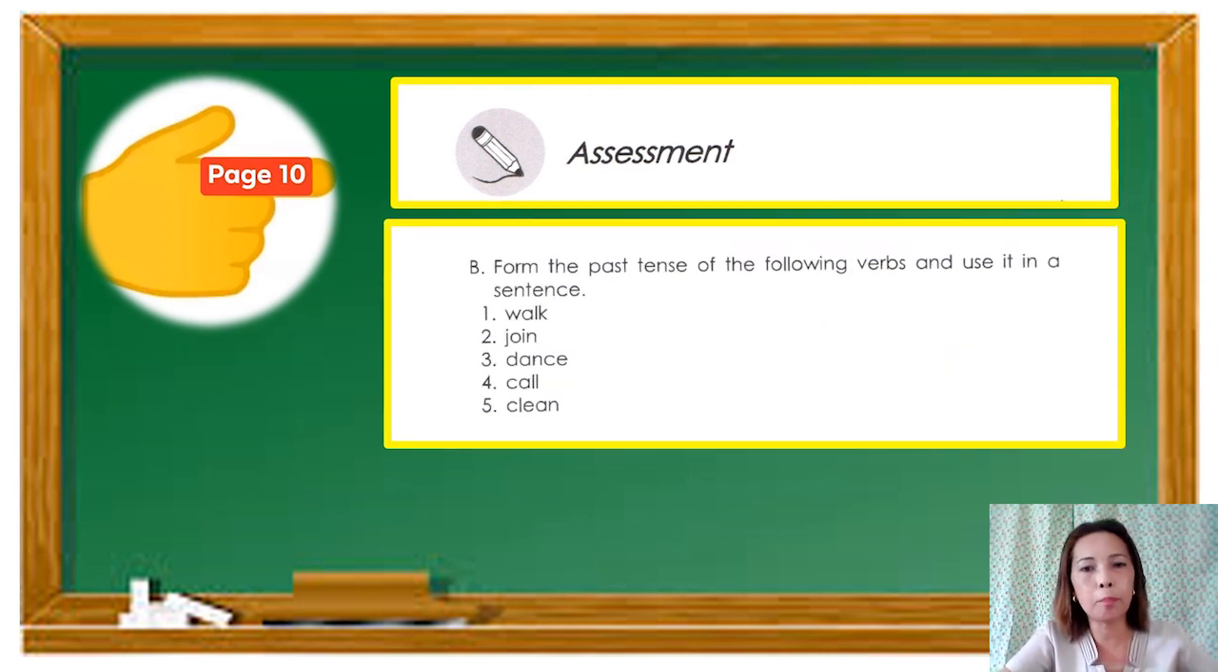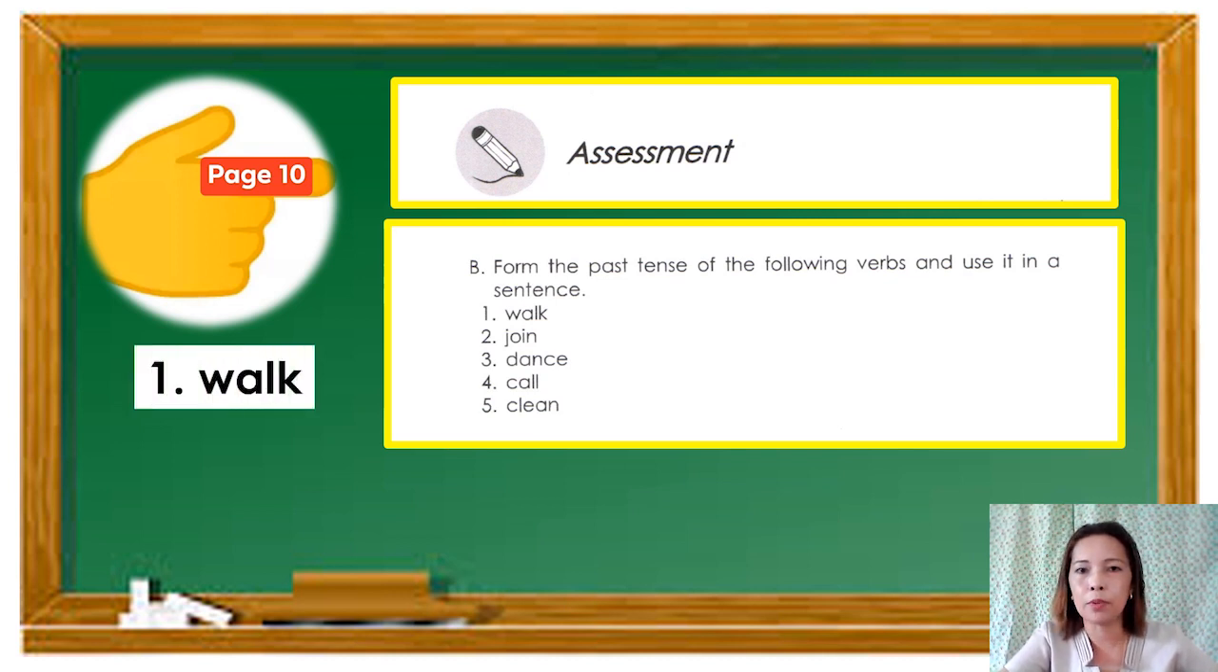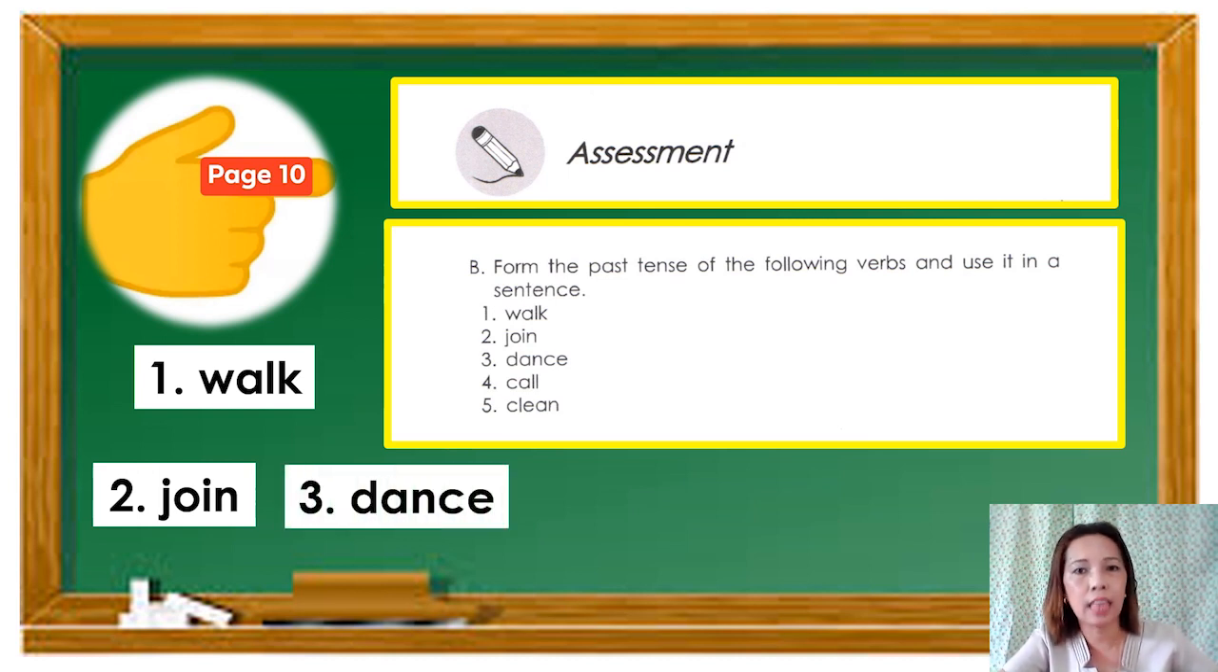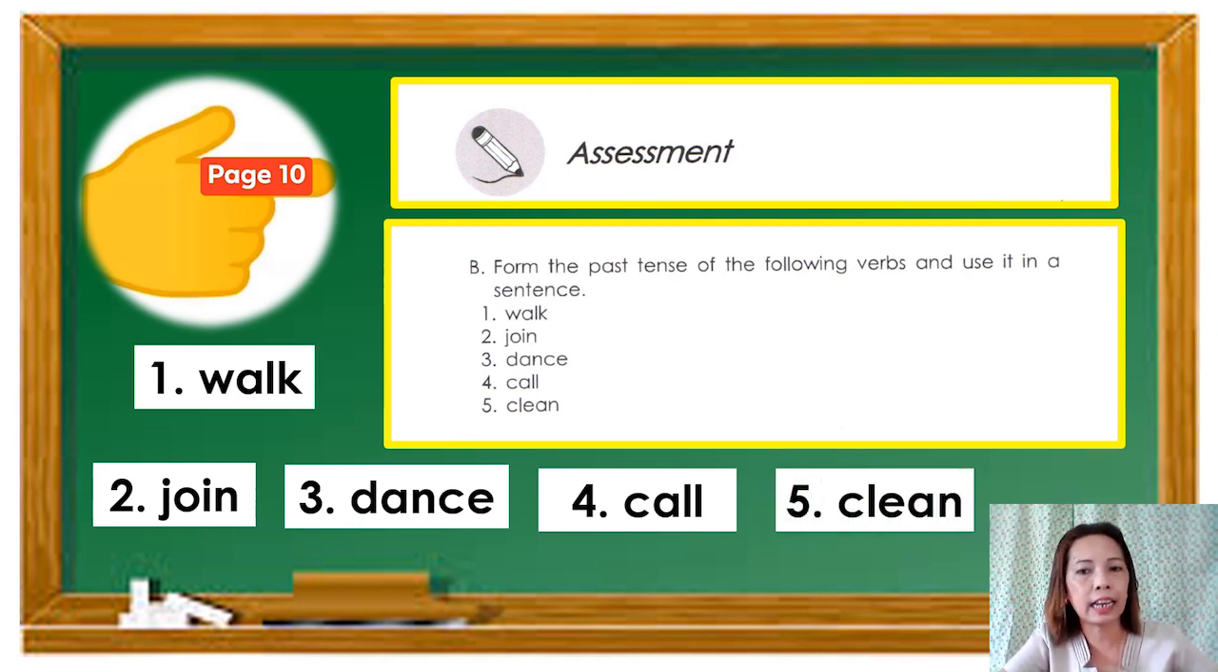Part B. Form the past tense of the following verbs and use it in a sentence. These are the verbs. Number 1, walk. Number 2, join. Number 3, dance. Number 4, call. And number 5 is clean.